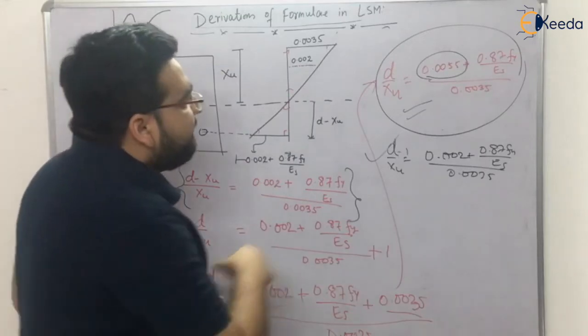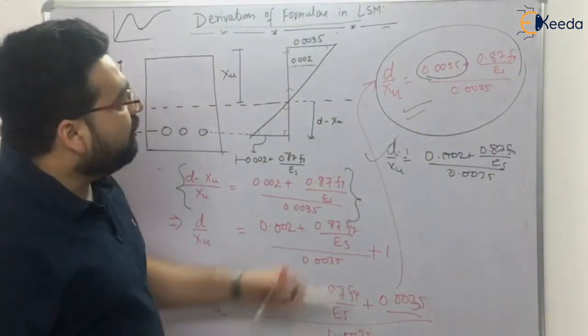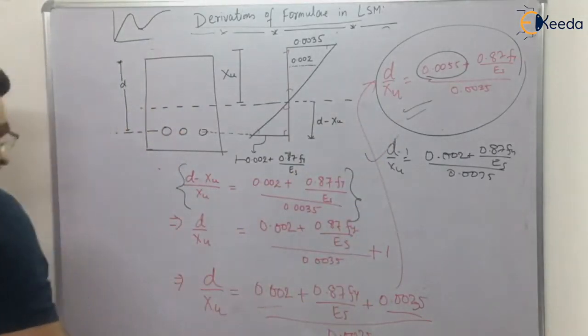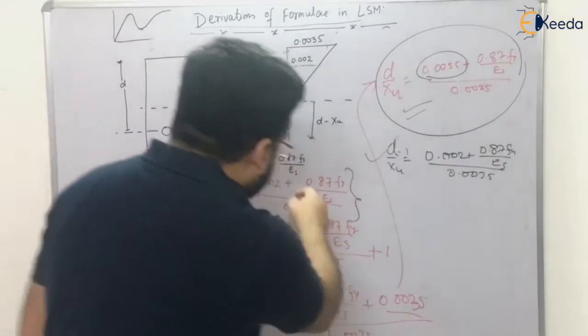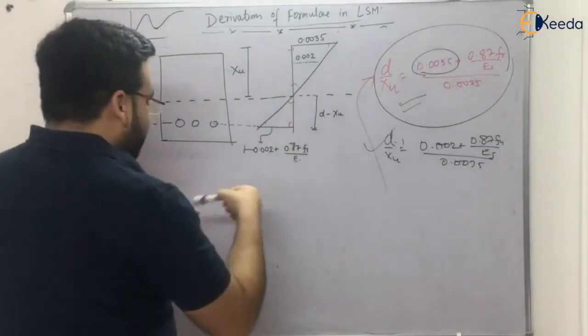Now, if you put different values of Fy and different values of Es, you will be getting different values of Xu. Now, what are the values of Xu? Let me rub this out and write it directly. This is also important.